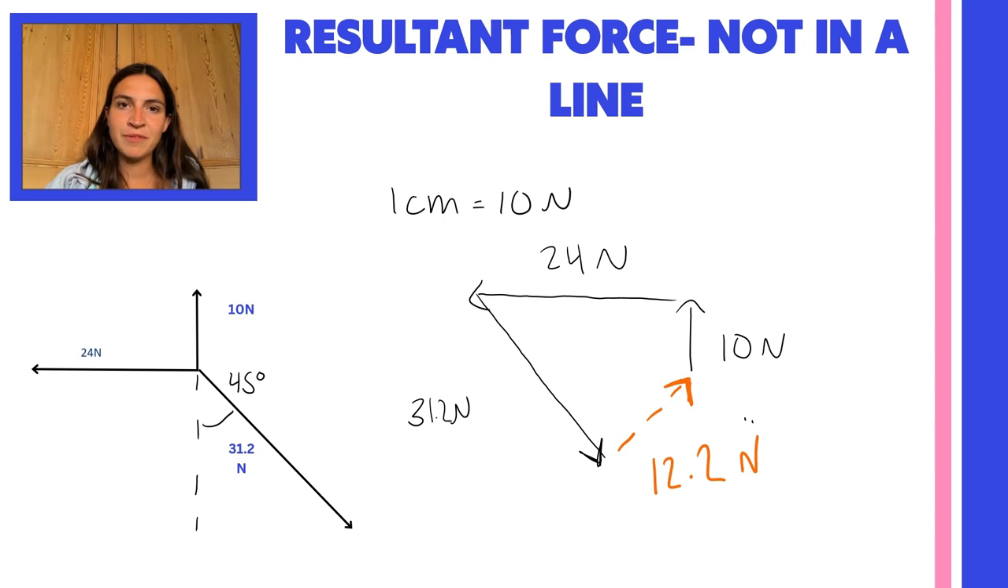And at the end of that force, that's where I draw my dotted line back to the start of my diagram, which was the bottom of that 10 newtons. And that's what's shown in orange here. I can then measure the length of that, and that is 12.2 newtons. And I know that because it was 1.22 centimetres long.